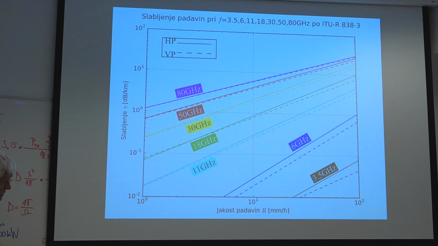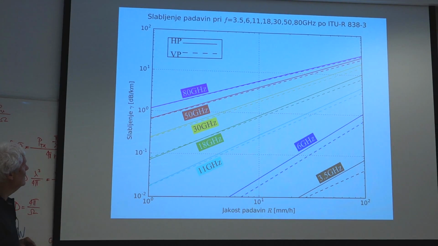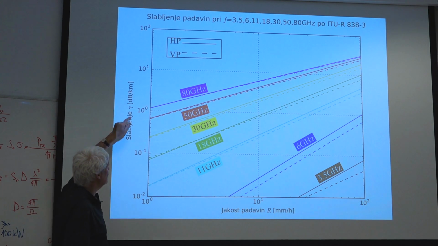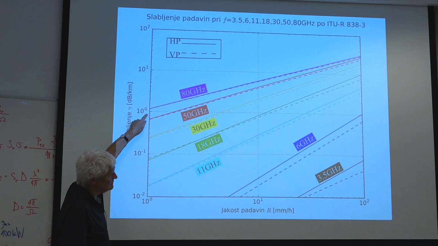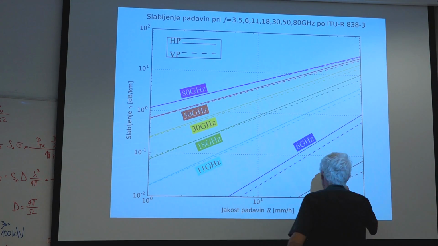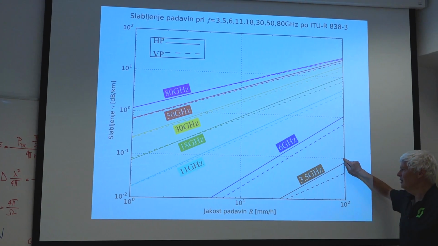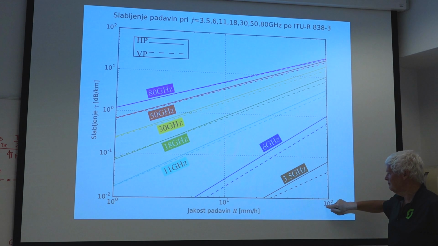These are the solutions of the coefficients given in the ITU tables. This is attenuation in decibels per kilometer: 0.01 decibel, 0.1 decibel, 1 decibel per kilometer. You see that at 3.5 gigahertz, you are hardly going to measure anything. 0.1 decibels, even for heavy rain here.